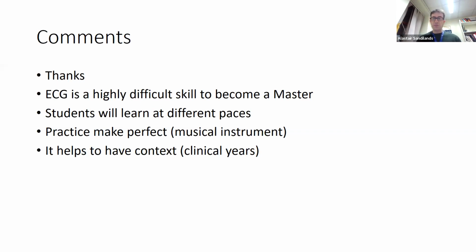Sometimes it does help to have context to some of these ECGs. If you're in clinical years, I've sometimes done these lectures for preclinical students, so sometimes the context is helpful.